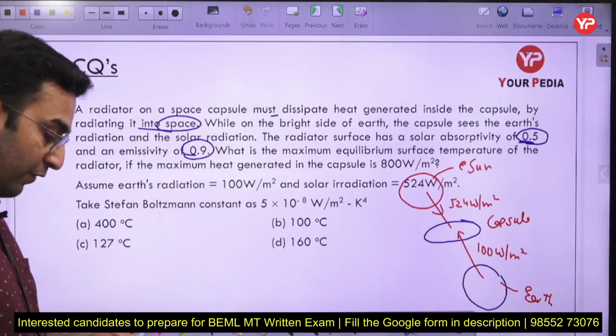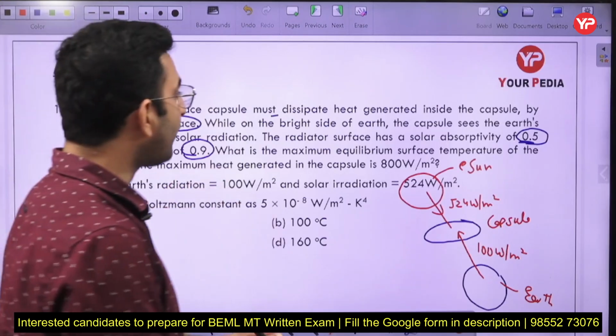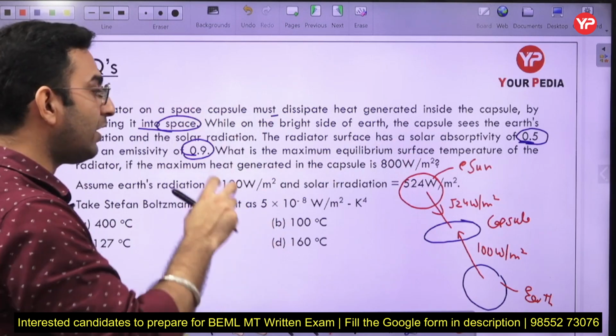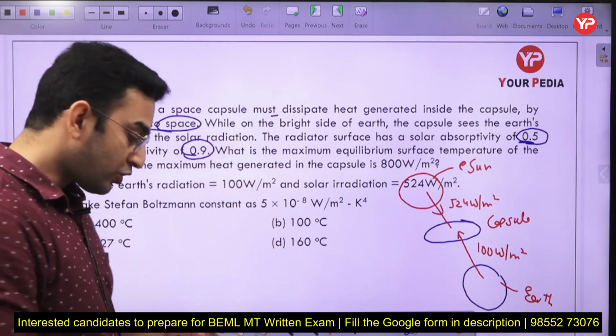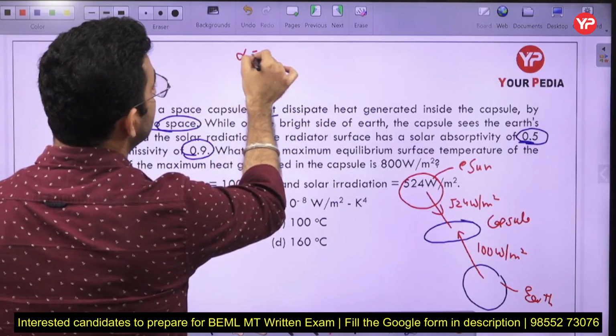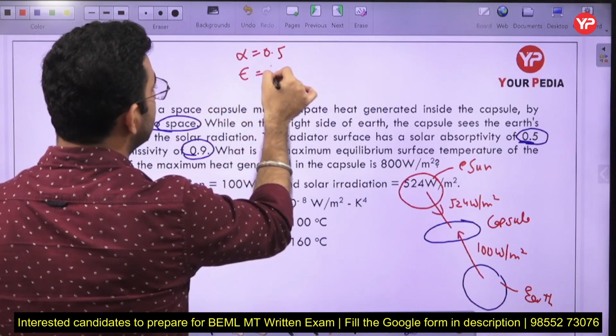Now in this case, what we have to find out is the equilibrium surface temperature of the radiator here. So what we have to do is only the energy balance in this case. If you just solve the problem here, you can see absorptivity is given to us 0.5 and correspondingly emissivity is given to us 0.9 here.